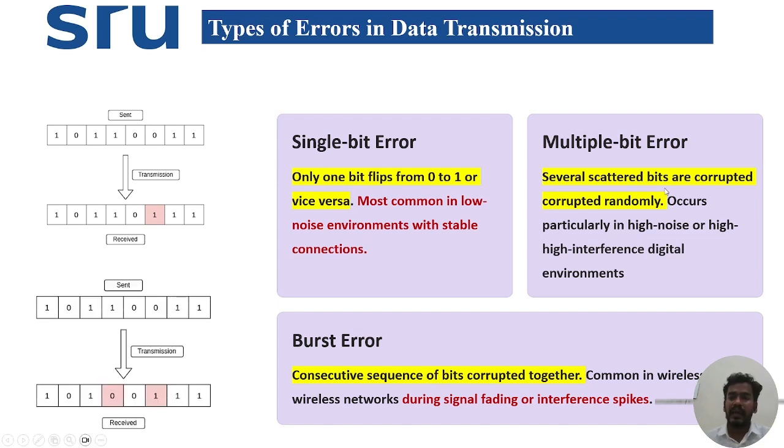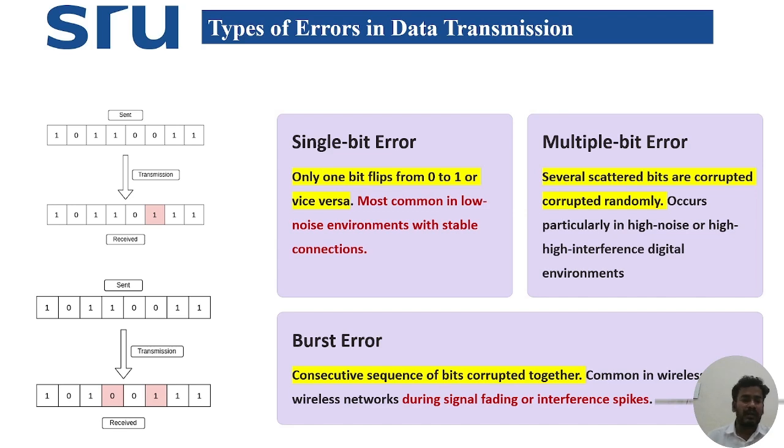Coming to the multi-bit error, several scattered bits are corrupted randomly. So here, from the sender side to the receiver, random data bits are flipped. This we call a multi-bit error. So instead of one, it is flipped as a zero. Instead of zero, it is flipped as a one. This we call a multi-bit error by random flipping.